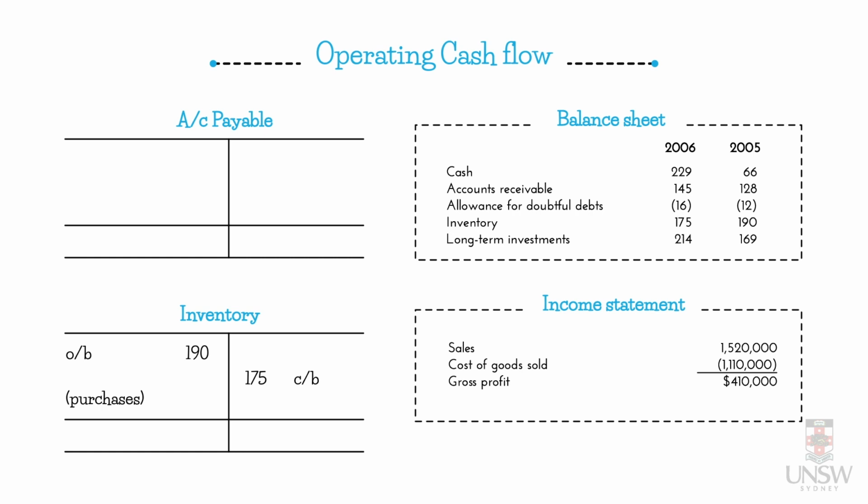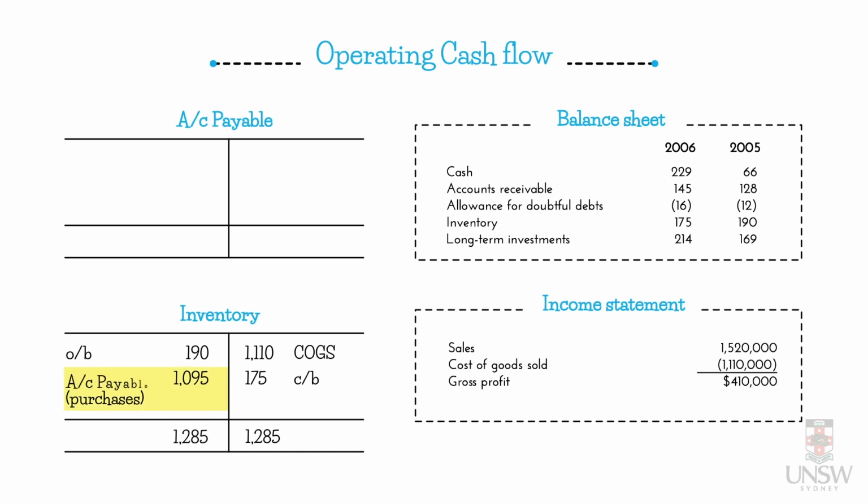So we can put in from the income statement, cost of goods sold, 1,110. Then on the debit side, we can now solve because we can total the credit side to be 1,285. So the debit side should be equal to that. So minus the opening balance 190 gives us our purchases of 1,095.